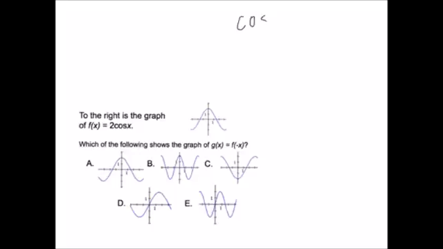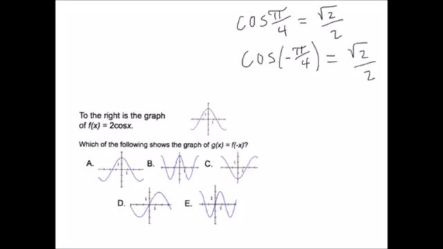Let's say we take the cosine of pi over 4. We get the output rad 2 over 2. If we take the cosine of negative pi over 4, so we're just flipping our input, making it negative, we also get the same output though. Sine, if we took the sine of pi over 4, we get rad 2 over 2 as well. But the sine of negative pi over 4 would be negative rad 2 over 2, so sine's odd.